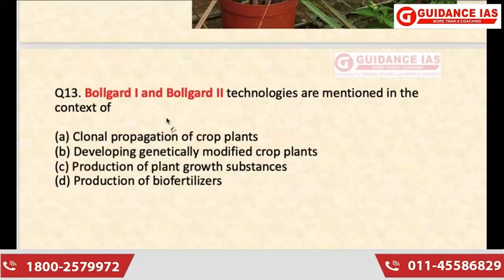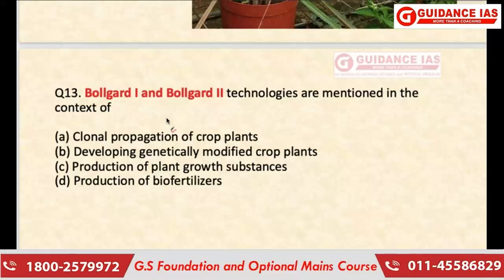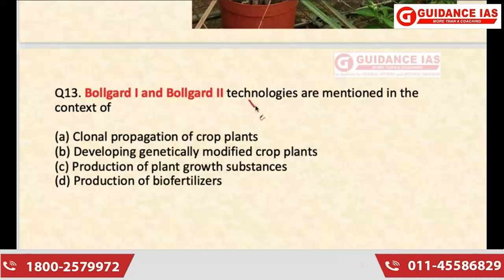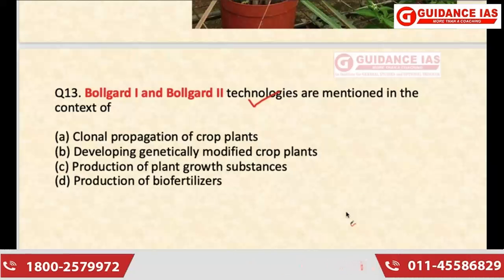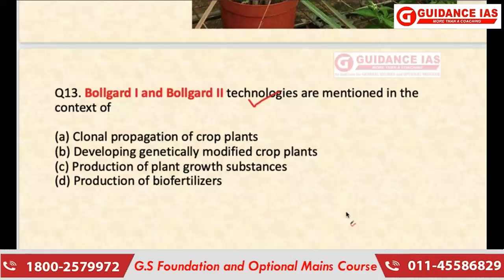Question number 13. Bollgard 1 and 2 technologies are mentioned in the context of what? Okay. First, let us understand कि ये technologies क्या हैं. फिर उसके बाद खुद ही समझ आ जाएगा what are they related with. We'll come to the answer automatically. So it was in news some time ago. Recently what happened, our center considered writing off the trait value which was charged from the farmers for Bollgard 2. It is basically a variety of BT cotton. And why did the center do this? To ensure the seeds are available to farmers at affordable prices.